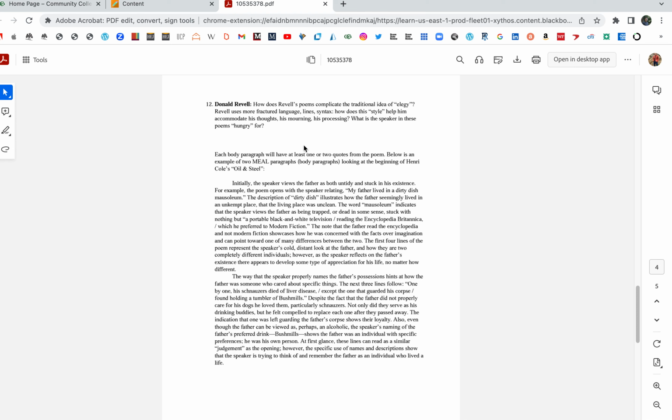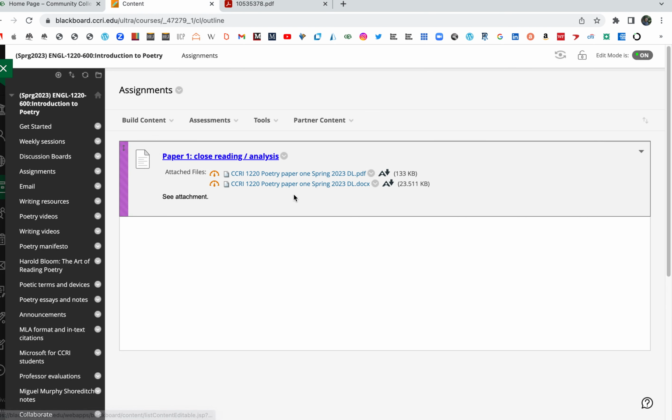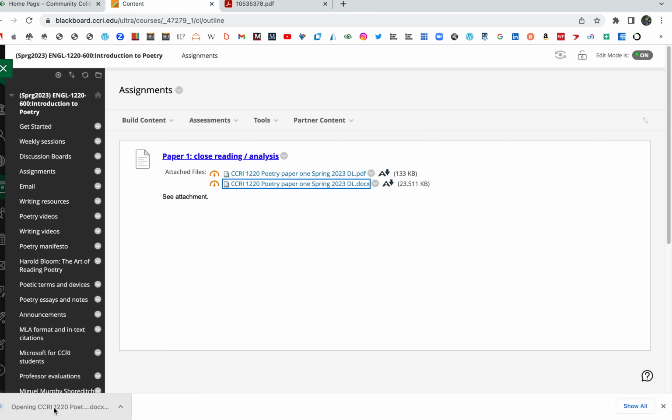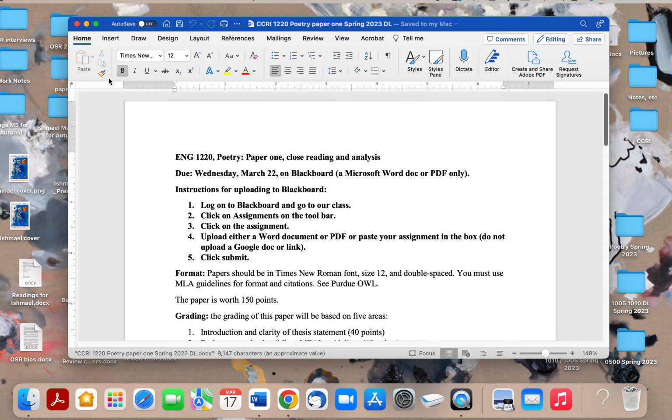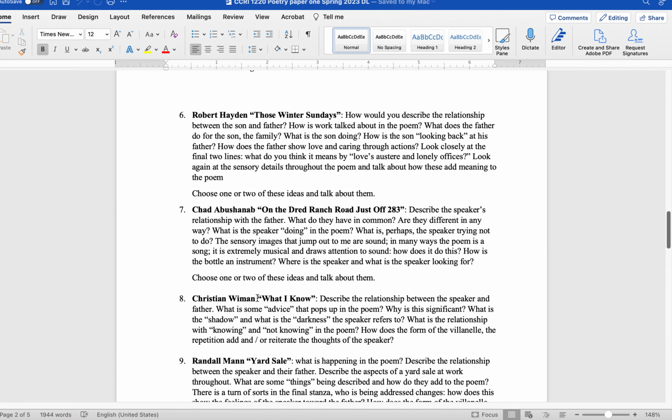Below is an example of two body paragraphs, looking at the beginning of Henri Cole's Oil and Steel. And what I'm going to do is pull these up on the Word doc. Let's go to our Word doc. All right. And I'll help you set up the paper a little bit here. So here we go.